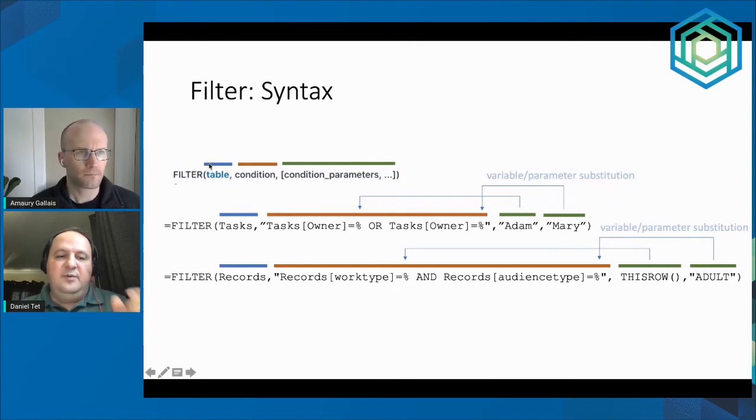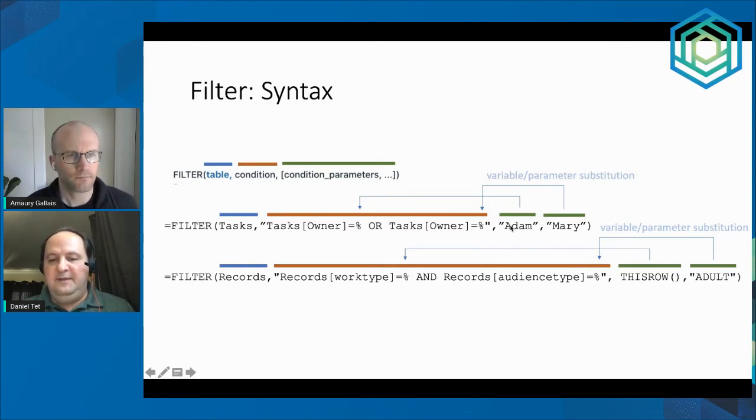So you do have to remember that there's 3 parts to filter syntax: the table, the condition, and the parameters to a condition. The parameters here are in brackets, not to be confused with cell brackets, but this indicates that these are optional. So basically the condition parameters are optional. You don't have to put them in there. So that's what the green part is. So what you're saying here is, please retrieve from the table tasks all the tasks where the owner is X or Y. So either Adam or Mary.